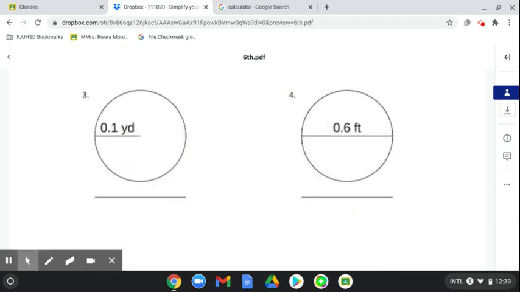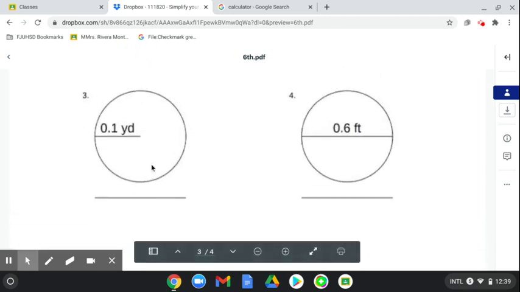So in this case, you'd use circumference equals 2 pi r, and for number 4, you would use circumference equals pi d.